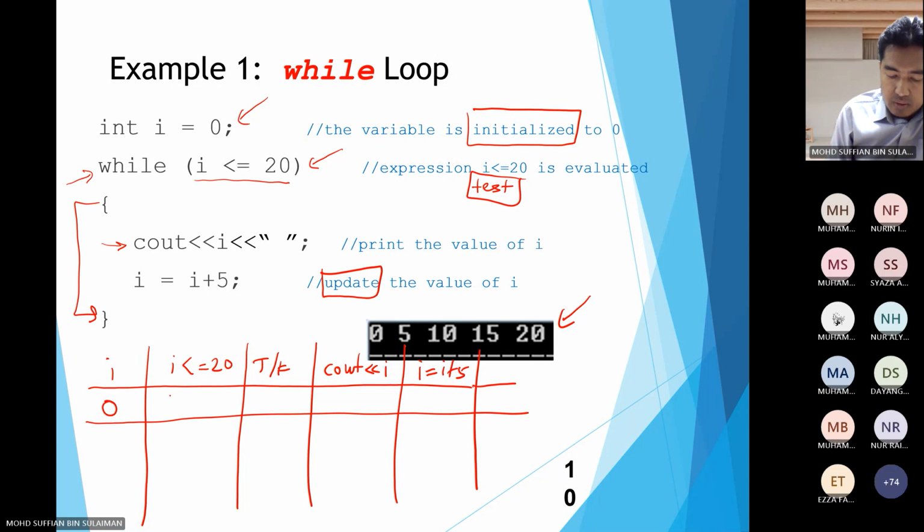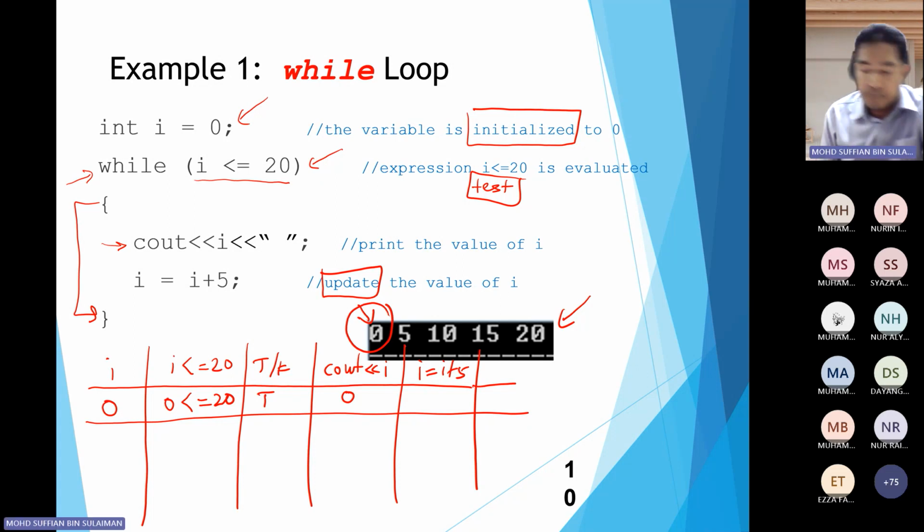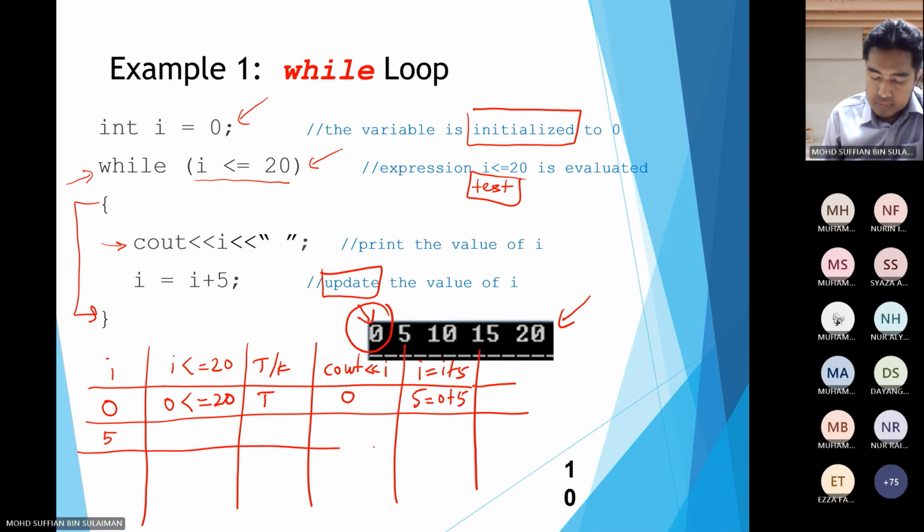Okay, and then is 0 less than equal to 20? We test first. So the answer is true. Then what happened? Cout 0. That's why the first output is 0. Can you see it? Okay, and then 0 plus 5 would be 5. So the current value of I will be 5. So 5 will be here. Then again, test. Is 5 less than equal to 20? True. So cout 5. So you can see 5, second output.